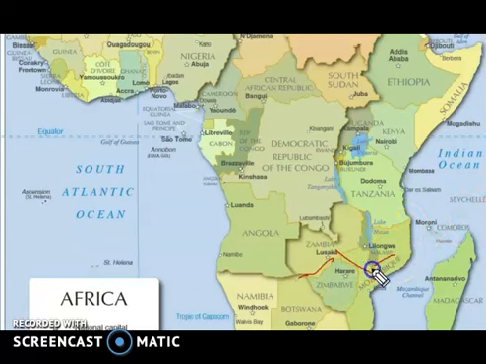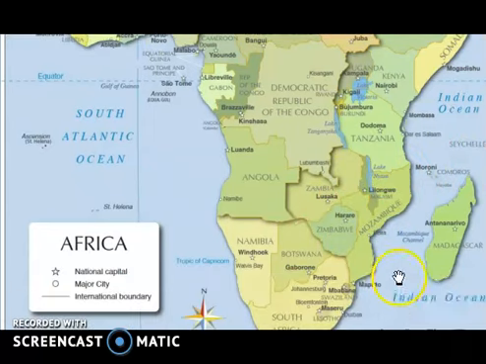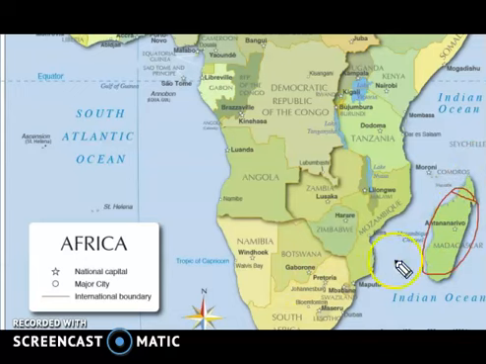Okay, Mozambique's capital is Maputo. See friends, this is Madagascar, another very strategically important country. This is the largest island of the Indian Ocean and capital is Antananarivo.